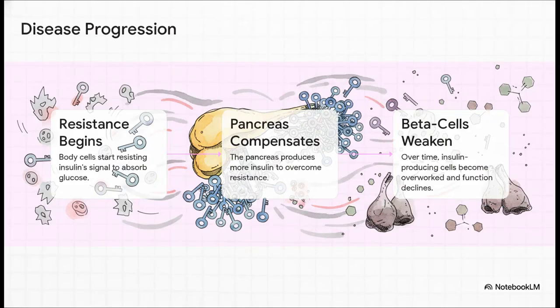And it's really important to know this doesn't happen overnight. It's a progressive thing. So in the beginning, as the cells start to resist insulin, the pancreas works harder. It pumps out more and more insulin to try to force those rusty locks open. But it can't keep that up forever. After years of working overtime, those little insulin-producing cells in the pancreas, called beta cells, get worn out, they get exhausted, and their function starts to decline. And that's when you get less insulin and the high blood sugar gets worse.